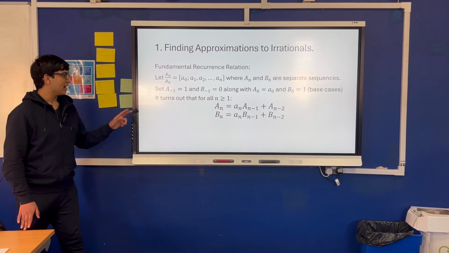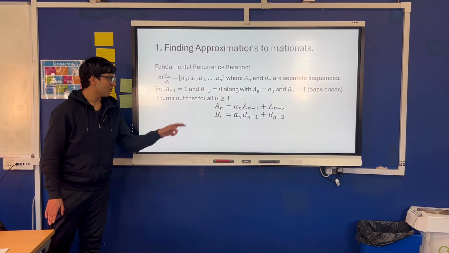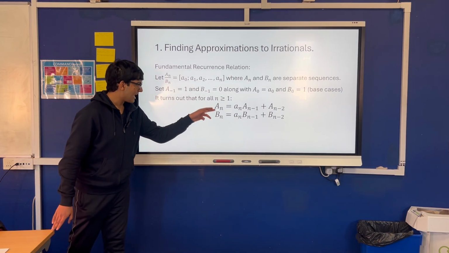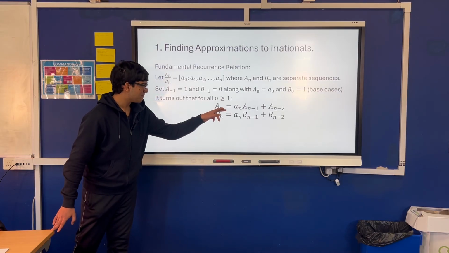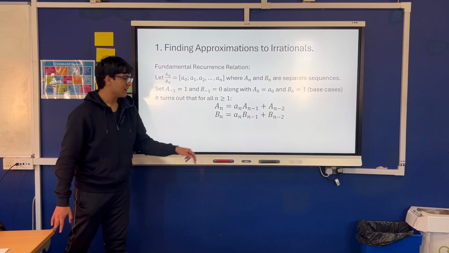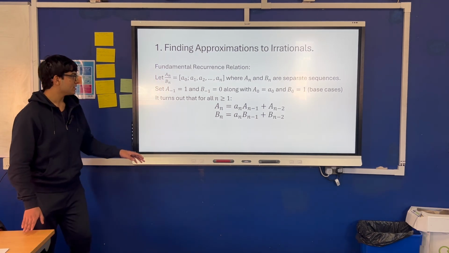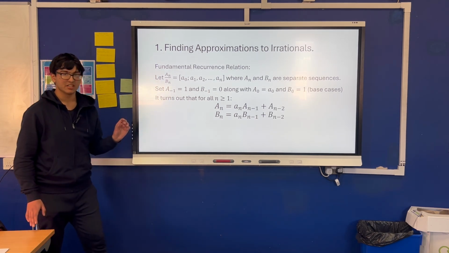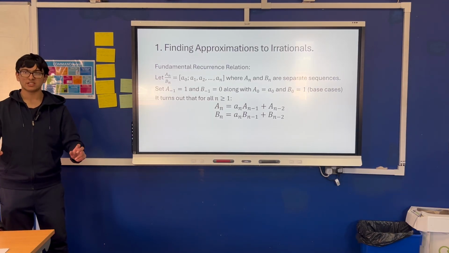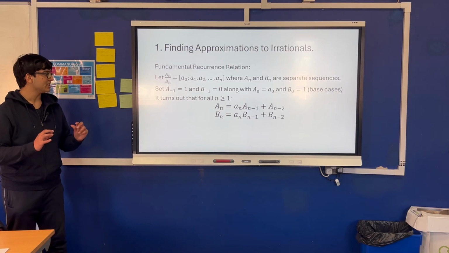And as it turns out, for all n bigger than or equal to 1, you have the following recurrence relation. A of n, capital A of n, is lowercase a of n times A of n minus 1 plus A of n minus 2. And B of n is a of n times B of n minus 1 plus B of n minus 2. So they're the same recurrence, except they've got different initial conditions, right? This is the formula, and as it turns out, it is always true for any simple continued fraction.